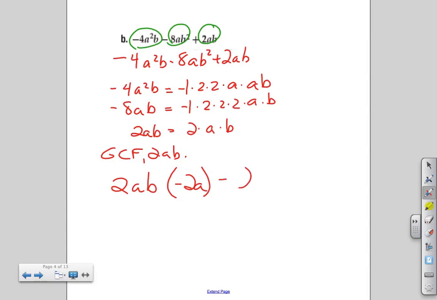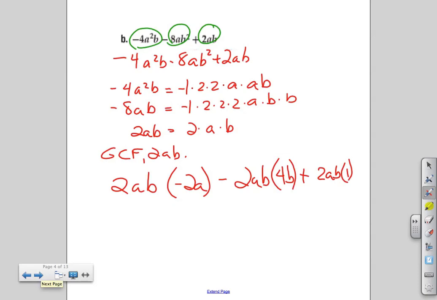And then 2AB times what makes negative 8AB squared? Oops, I need another B up there, don't I? My bad. Excuse me. Yeah, guys, that would be 4B. Plus our last term, 2AB, is what we took out, right? So we'd multiply that by 1.